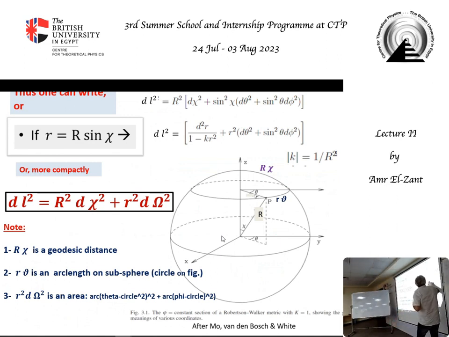Is that different from the arc length on the sphere? Yes, because this is not a big circle. Oh, okay. This is a big circle. Geodesics are big circles. They need to pass by the poles.